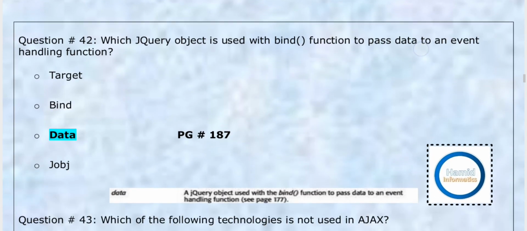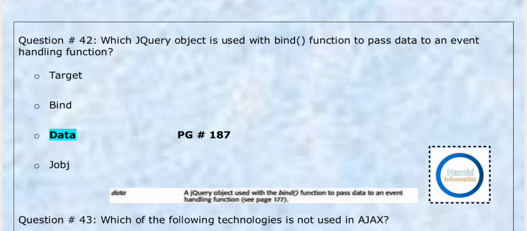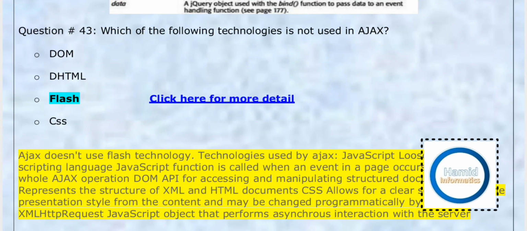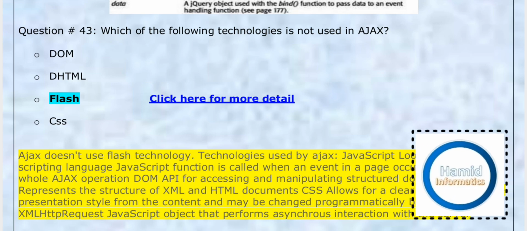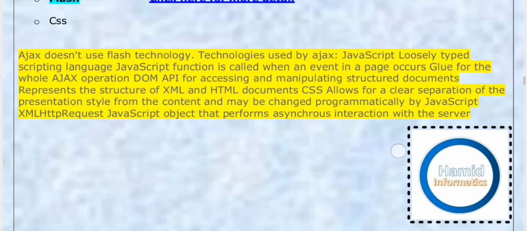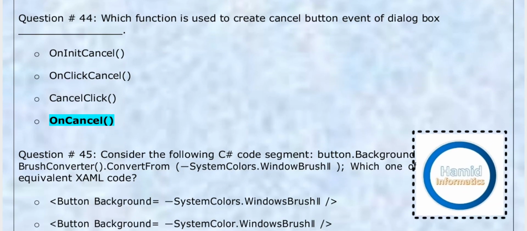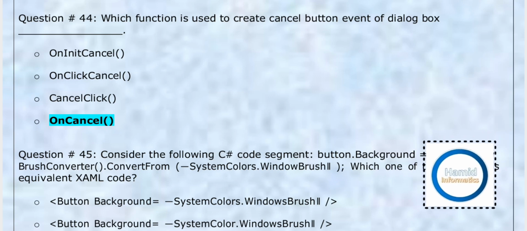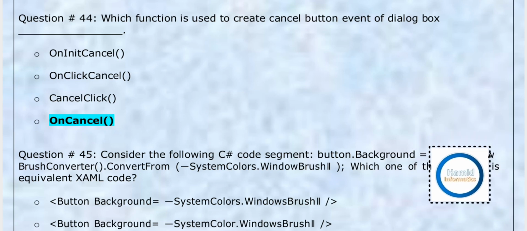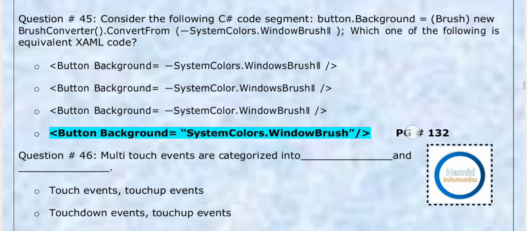Next is which jQuery object is used with the bind function to pass data to an event handling function, and the answer is data. Which of the following technologies is not used in AJAX? Flash. Next is which function is used to create a cancel button event of dialog box, and the answer is onCancel(). Next is consider the following code segment: Button Background equals brush new brush converter from SystemColors WindowBrush.